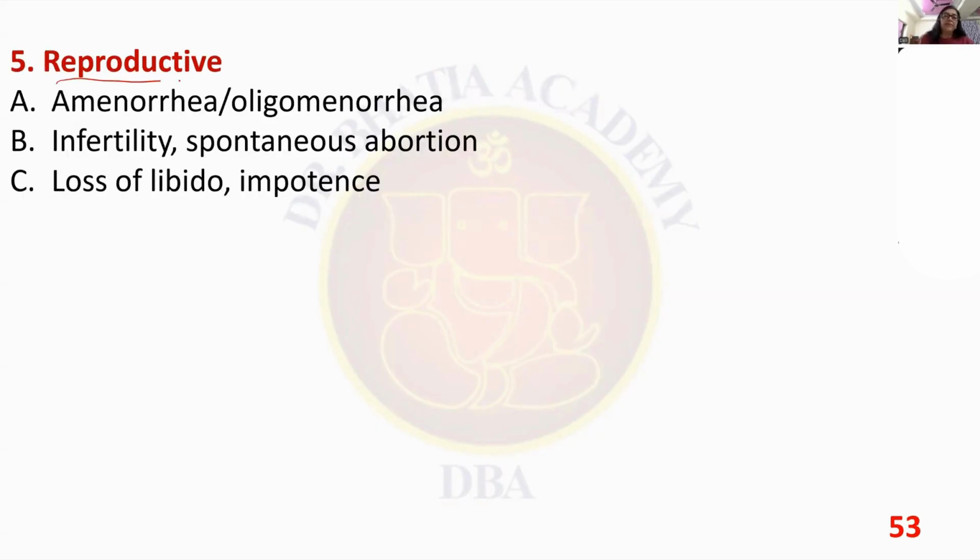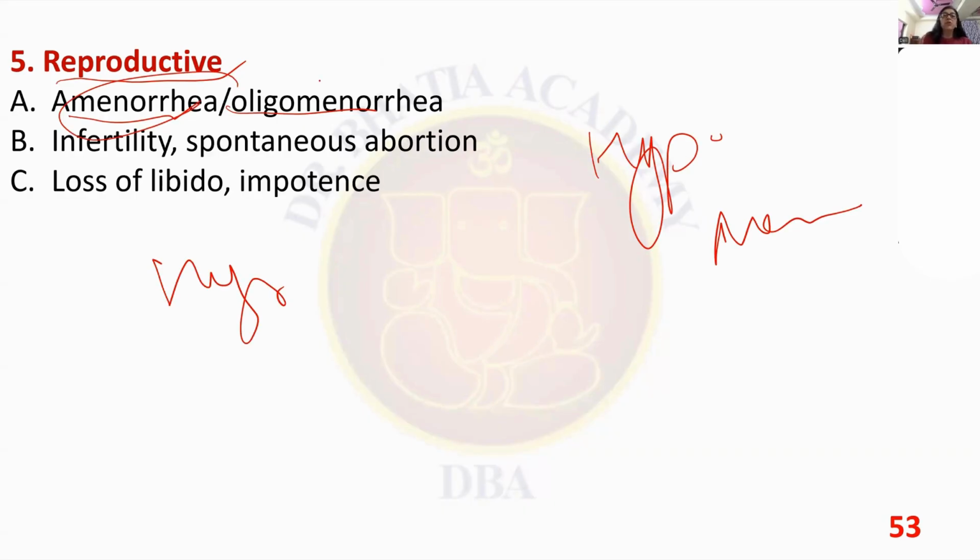In the reproductive features, you will find amenorrhea or oligomenorrhea. Now, this is again very important. Hypothyroidism causes menorrhagia. Hyperthyroidism causes amenorrhea or oligomenorrhea. Then there is infertility. There can be spontaneous abortions. There is loss of libido and impotence in males.